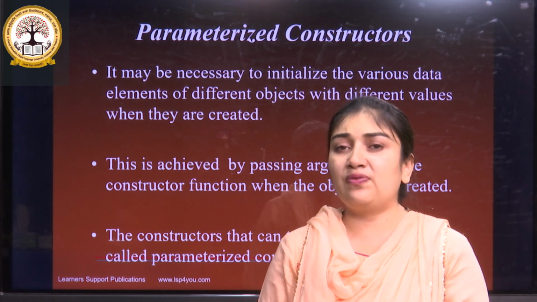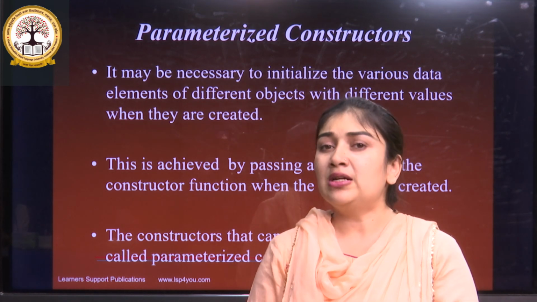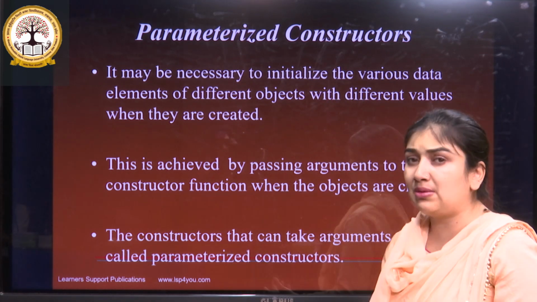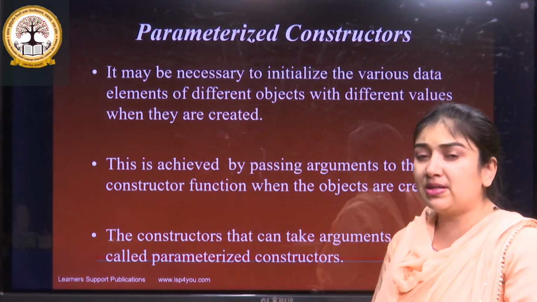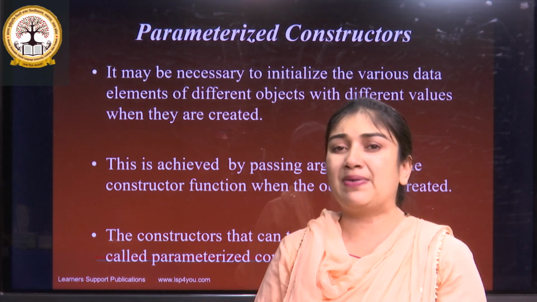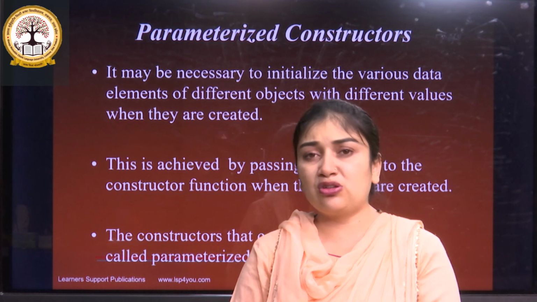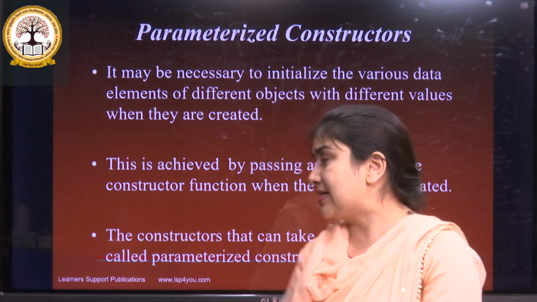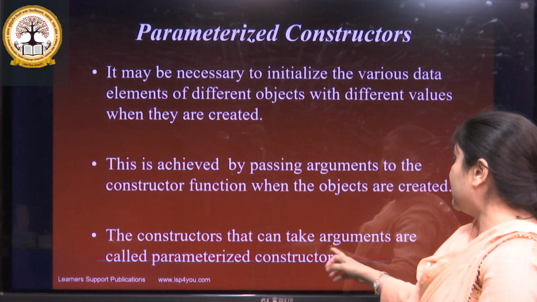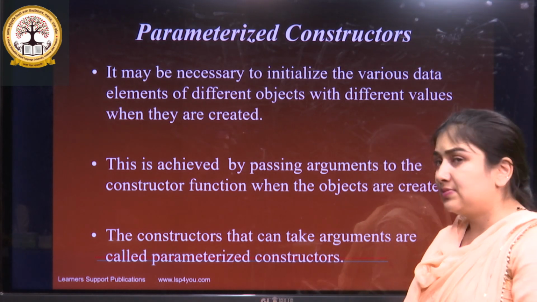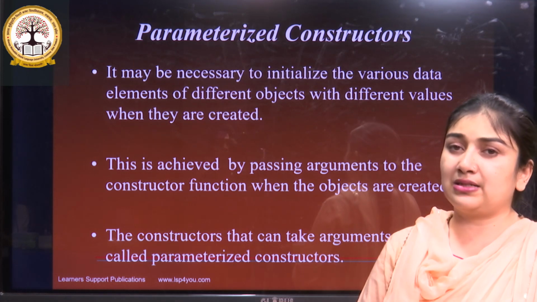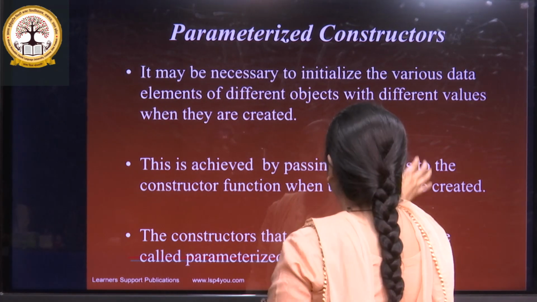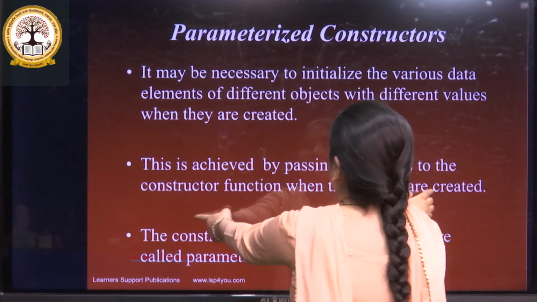But if we want to pass different values to different members of the class, this is achieved using the parameterized constructor, where we pass either different types of arguments or a different number of arguments to the constructor function. The constructors that can take arguments are called parameterized constructors. Now we will see an example of the parameterized constructor.